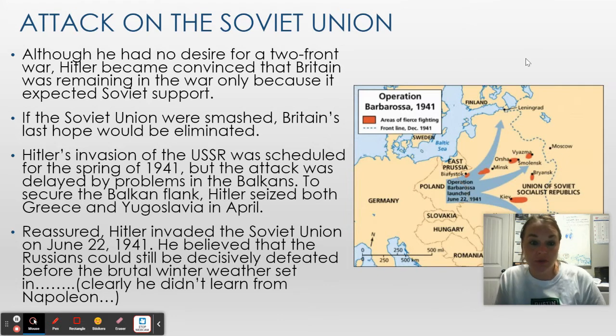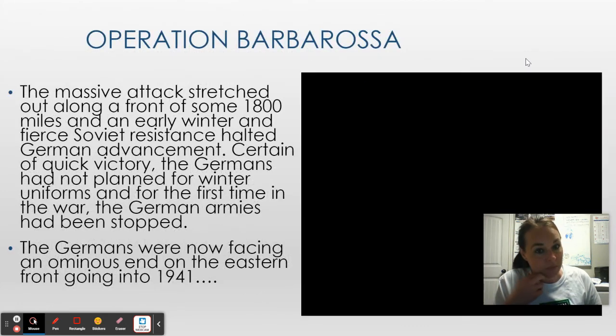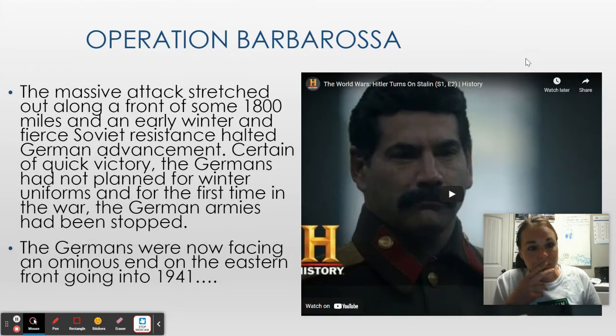It is scheduled for the spring of '41, but he gets sidetracked in the Balkans for a while, and it gets pushed back to the end of June. Just like Napoleon, he's overconfident, and he's all like, oh, it's not going to be a problem. We'll be in and out before winter sets in, and we won't have to be dealing with the Soviets in the winter. Oh, were they wrong? You have an 1,800-mile front.